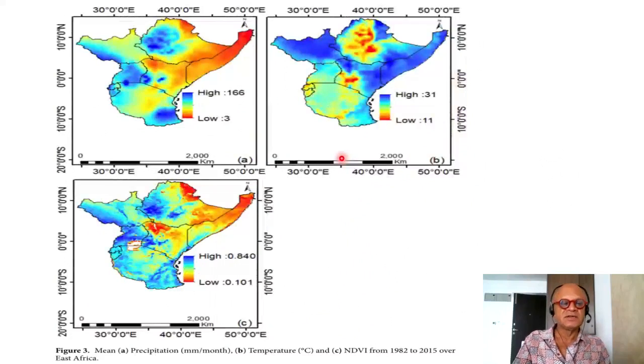as expected. So here is the mean precipitation, temperature, and NDVI from 1982 to 2015. Again shows the complex distributions of precipitation.